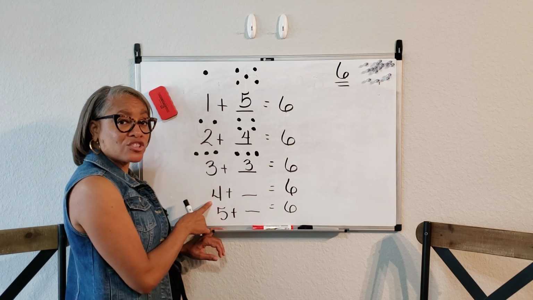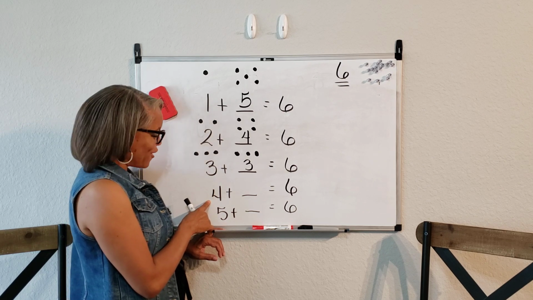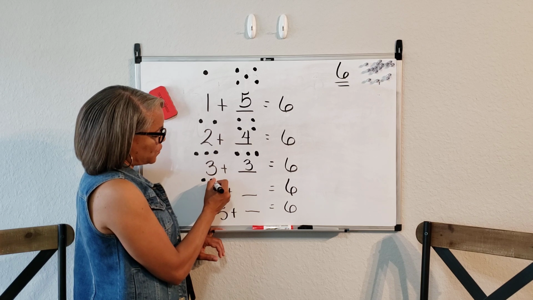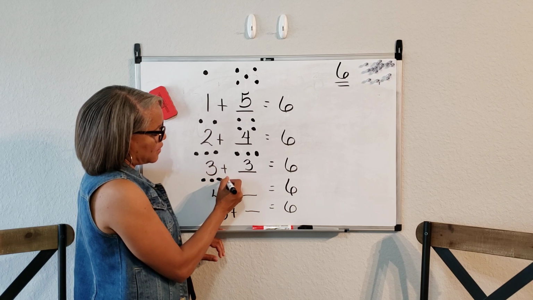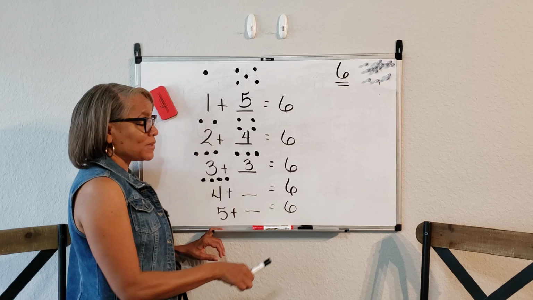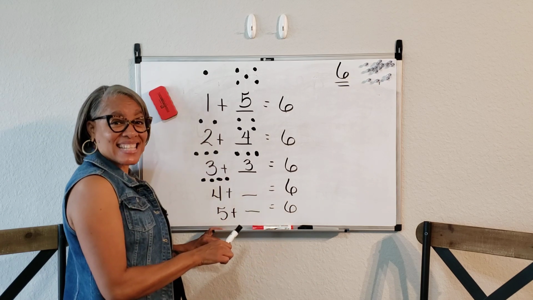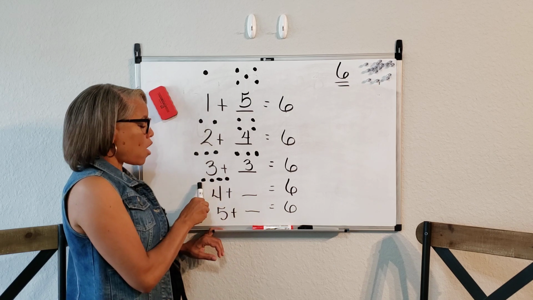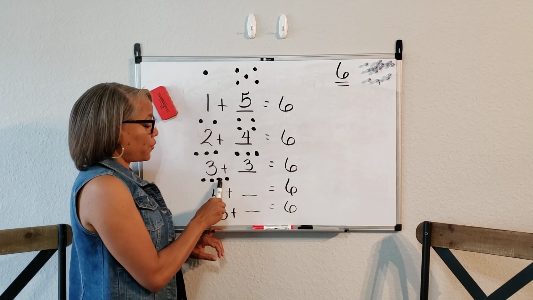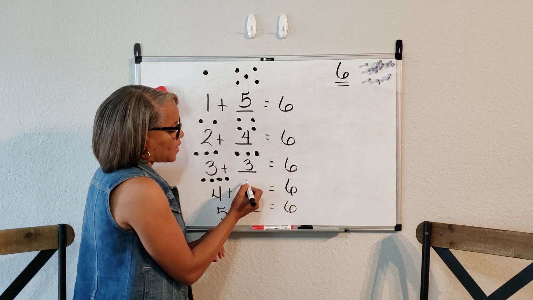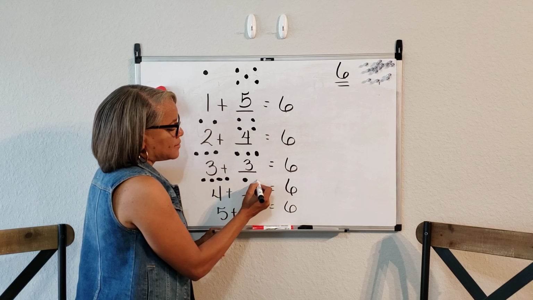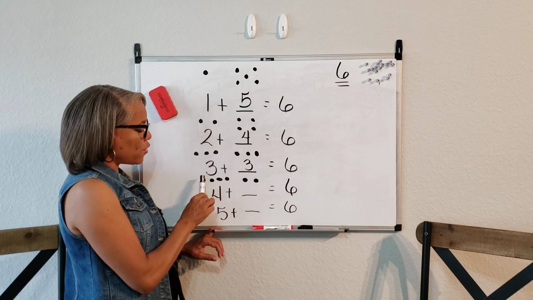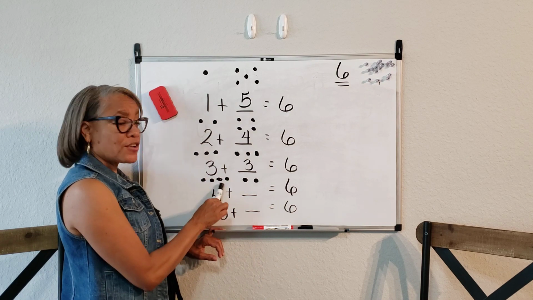How many dots are we going to draw for our first addend? 4. Good job. 1, 2, 3, 4. Okay, how many dots do we need? We need 6. So let's add to the dots we already have. 1, 2, 3, 4, 5, 6. Is that the number of dots we need? Yes. So we have 4. 1, 2, 3, 4. That's our first addend.